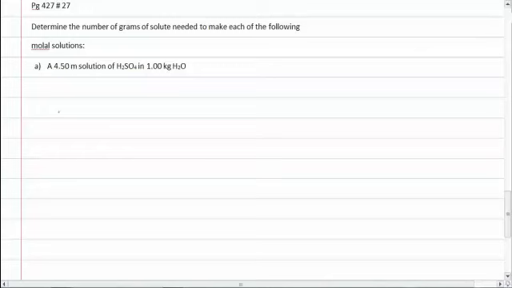So we need to remember that molality, with a little m, equals the moles of solute, which in this case is H2SO4. Remember, we name solutions based on the solute, so if it's a solution of H2SO4, that is the solute. And since it's in water, water is our solvent, and it's per kilogram of solvent, so kilogram of water.